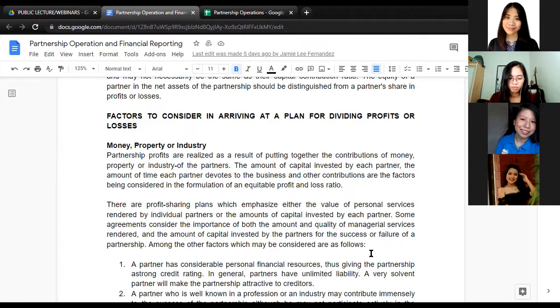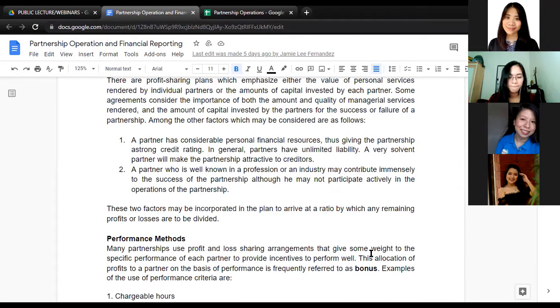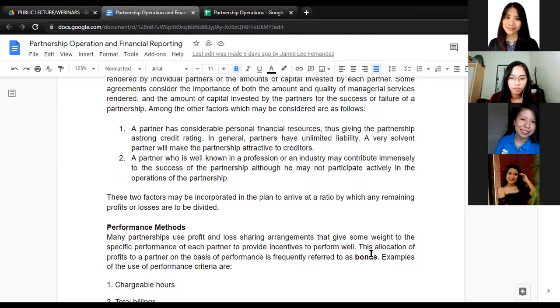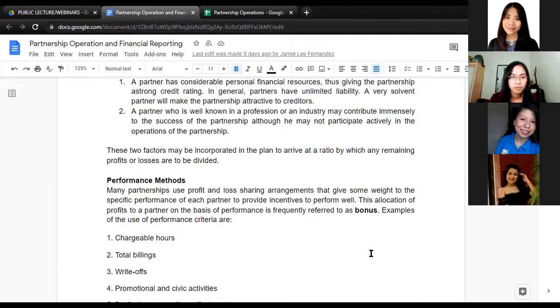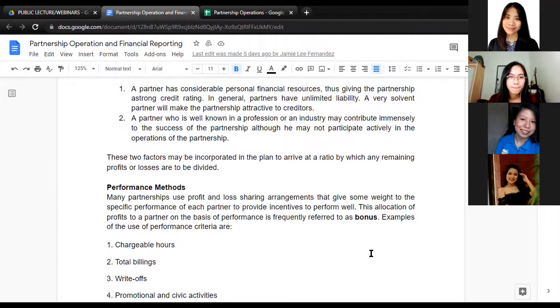A partner has considerable personal financial resources, thus giving the partnership a strong credit rating. In general, partners have unlimited liability. A very solvent partner will make the partnership attractive to creditors. So dito naman, yung isang partner is kilala bilang isang mayaman. Marami siyang financial resources na mapagkukuhanan.